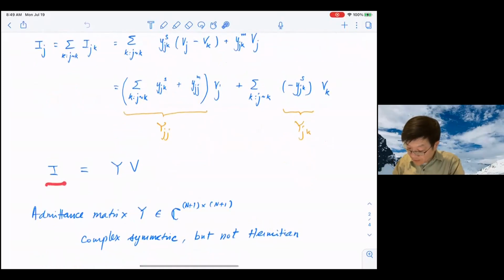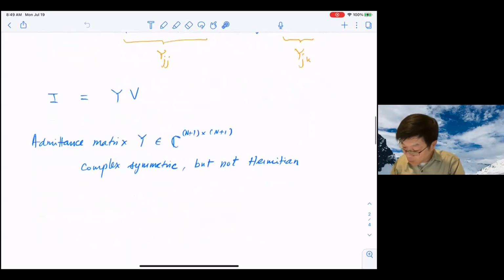And you can write this in terms of the admittance matrix in a vector form, where I is the vector of capital IJ, subscript Js, V is the vector of voltage phasors on the entire network, and Y is this admittance matrix. So we assume there are capital N+1 nodes. Node 0 is the slack bus or reference node. So Y is a complex matrix in N+1 times N+1.